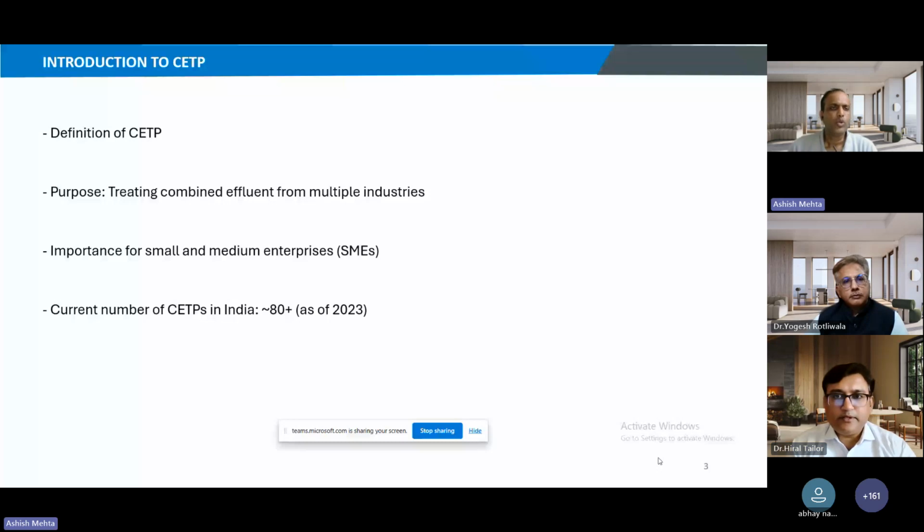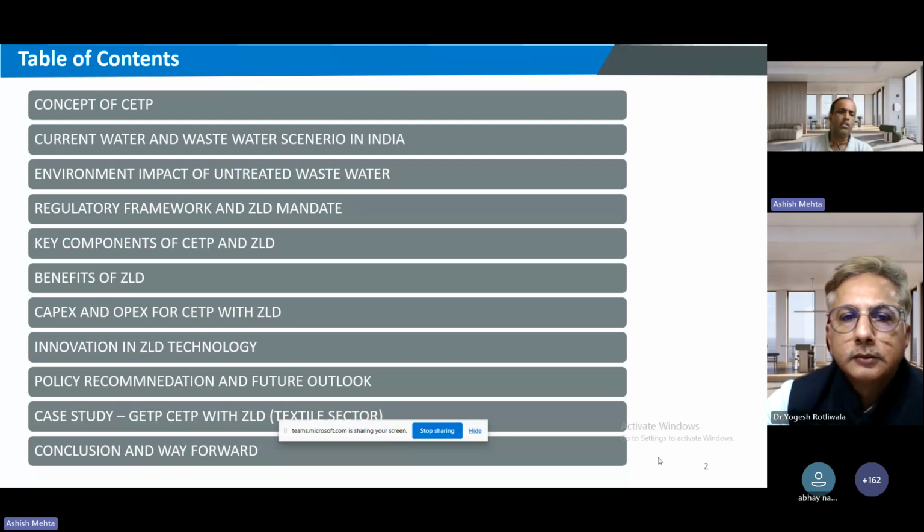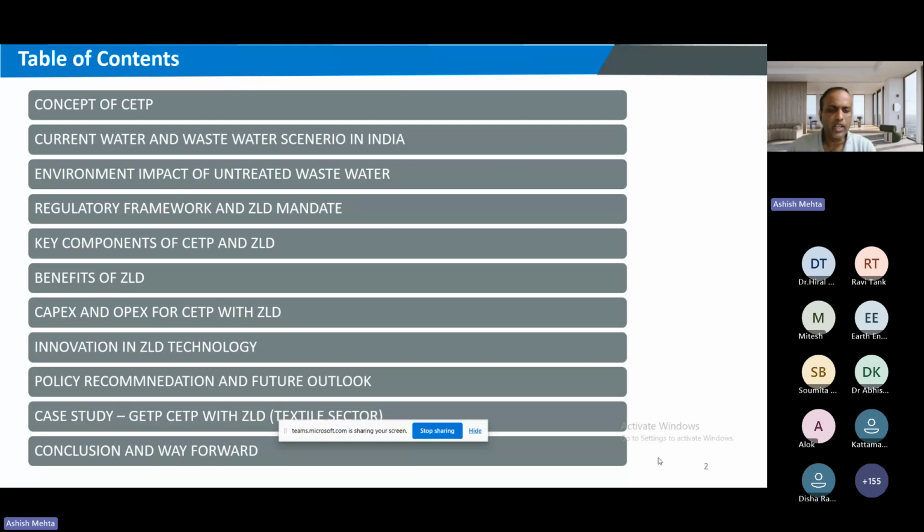Okay, so to start with, these are the contents I discussed. We will have a discussion on the concept of CETP and ZLD with the regulatory framework, the key components in the system, the innovations, and then we will have a case study of our own CETP, which is catering to the textile sector here in Surat.